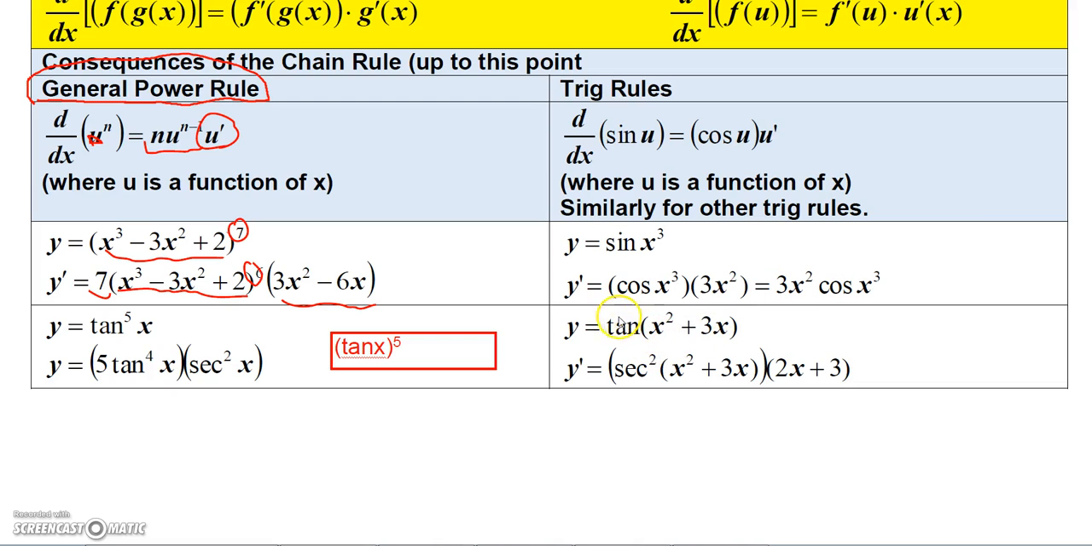So you could write that as 3x squared times cosine x cubed. Now another example of this would be tangent, not tangent of x, but tangent of some function of x. Remember, it works just like this. The derivative of tangent x was secant squared x, so the derivative of tangent u would be secant squared u times u prime. So the derivative of tangent u would be secant squared of this argument, and then we multiply by the derivative of this argument, and the derivative of x squared plus 3x is simply 2x plus 3.